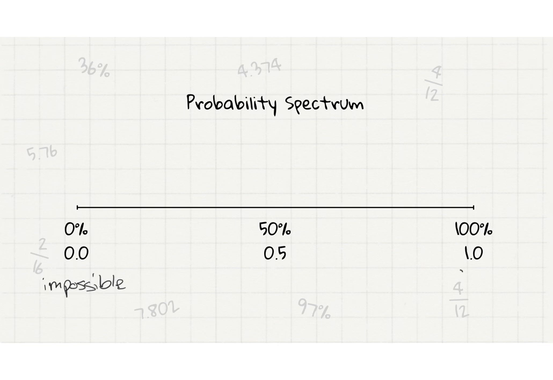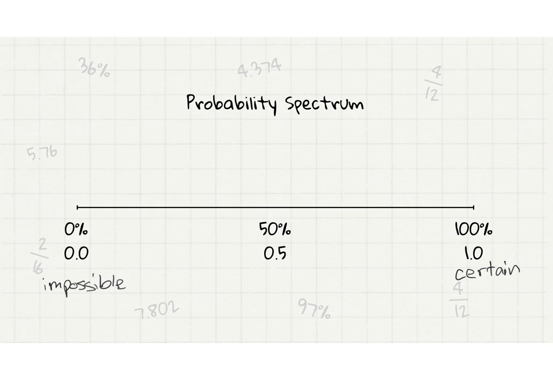So that is impossible. On the other end, we have the 100% category, or the 1.0 category. This is an event we call certain. For instance, if I have a bag that is completely full of red M&Ms, I want to know the probability that when I pull one, it's going to be the color red. That is 100% certain because that's my only option.